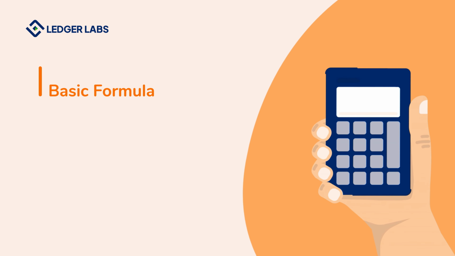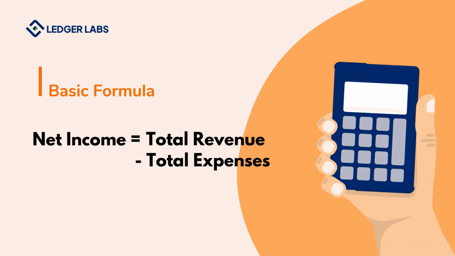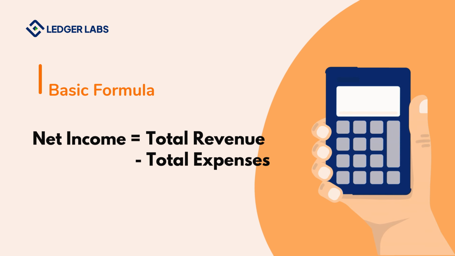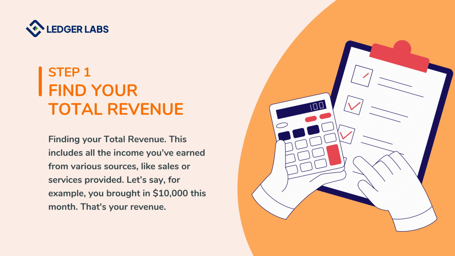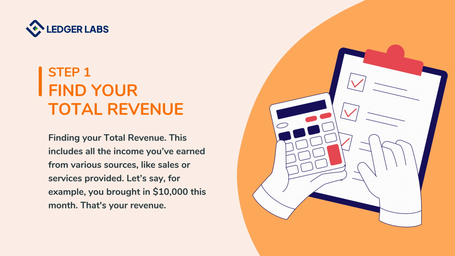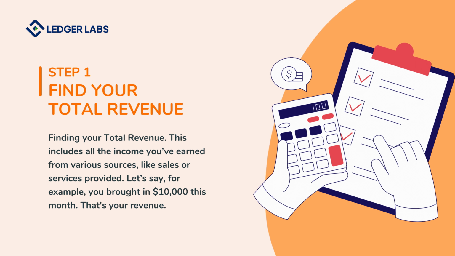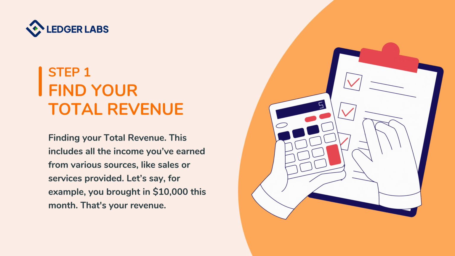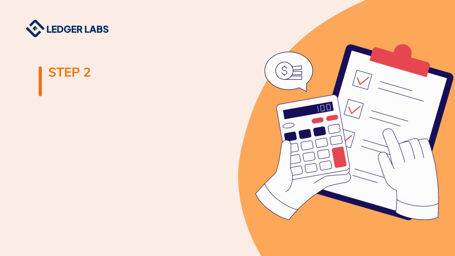Here's the simplest formula. Net income equals total revenue minus total expenses. That's all it is. Step 1 is finding your total revenue. This includes all the income you've earned from various sources, like sales or services provided. Let's say, for example, you brought in $10,000 this month. That's your revenue.